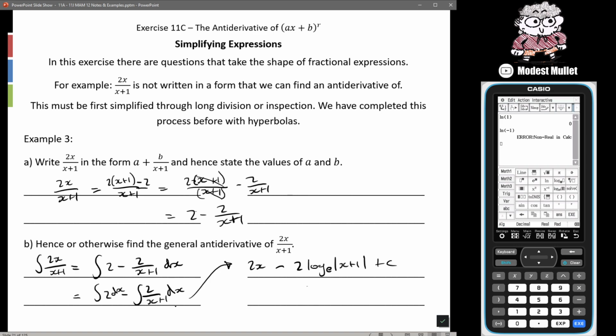And because this x plus 1, the a in front of the x is technically 1, we're not going to get any divide by here that we need to put in. Well, it's technically divide by 1, but we don't need to write that. So that's what y is equal to. Just the antiderivative.